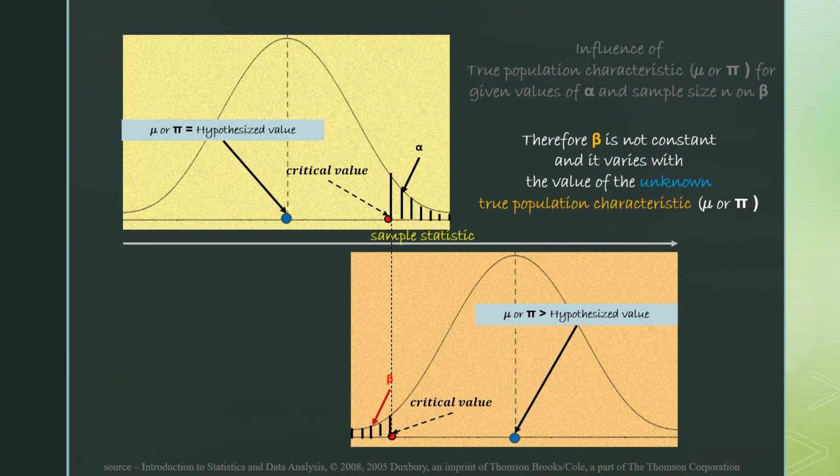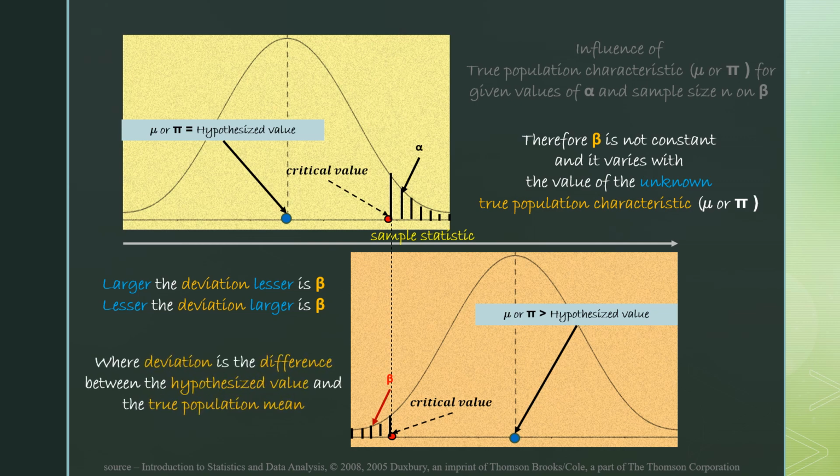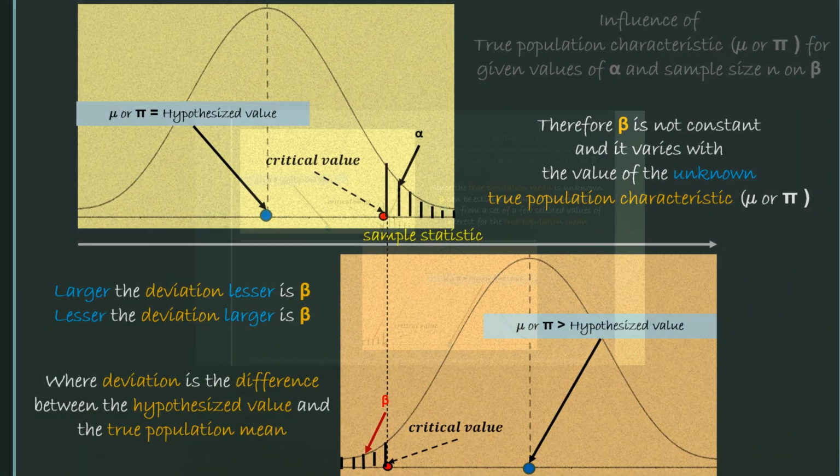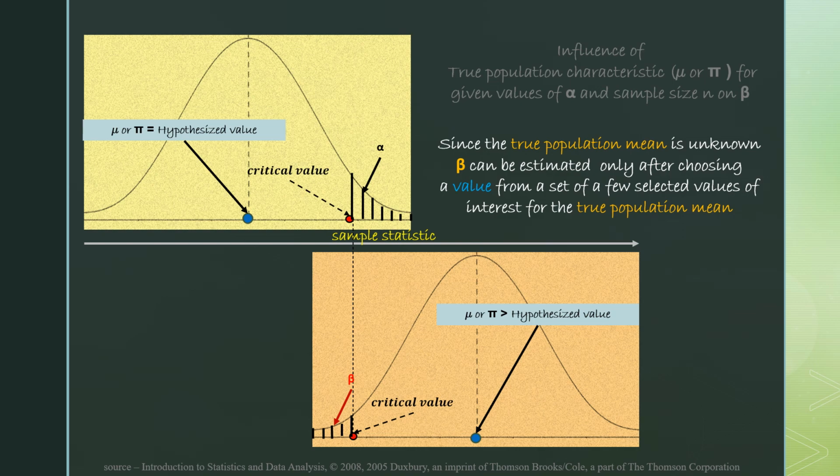Therefore, beta is not a constant and it varies with the value of the unknown true population characteristic mu or pi. Larger the deviation, lesser is beta. Lesser the deviation, larger is beta, where deviation is the difference between the hypothesized value and the true population mean. Since the true population mean is unknown, beta can be estimated only after choosing a value from a set of a few selected values of interest for the true population mean.